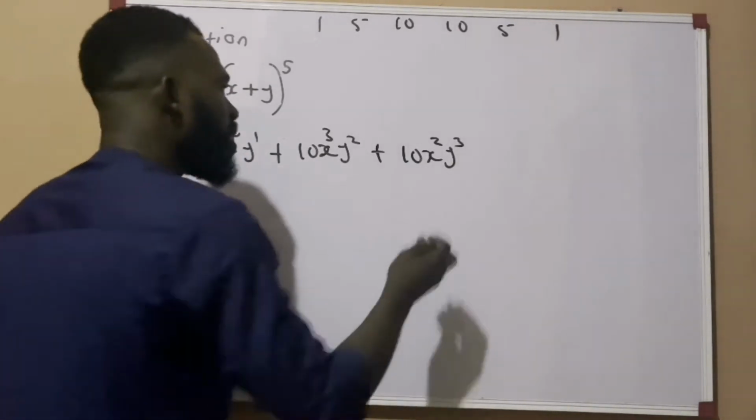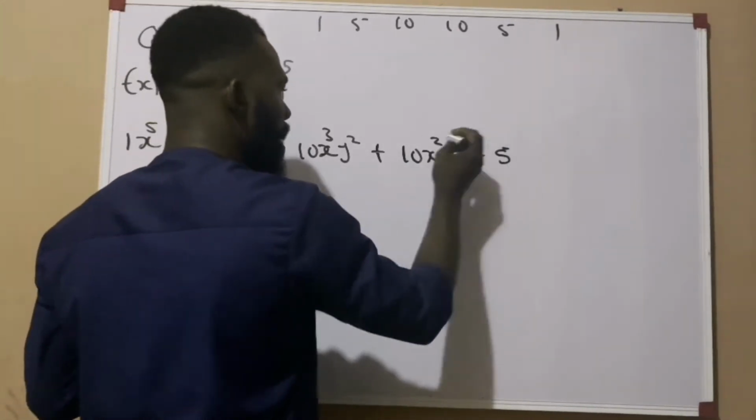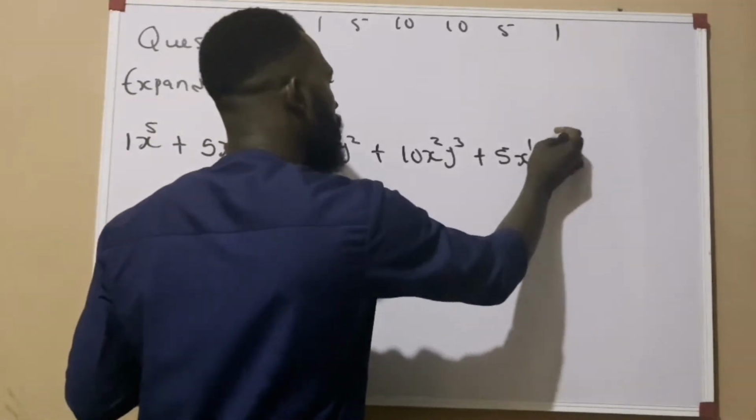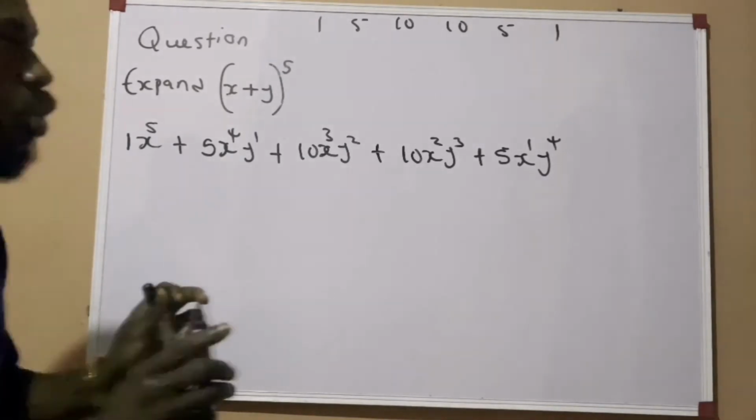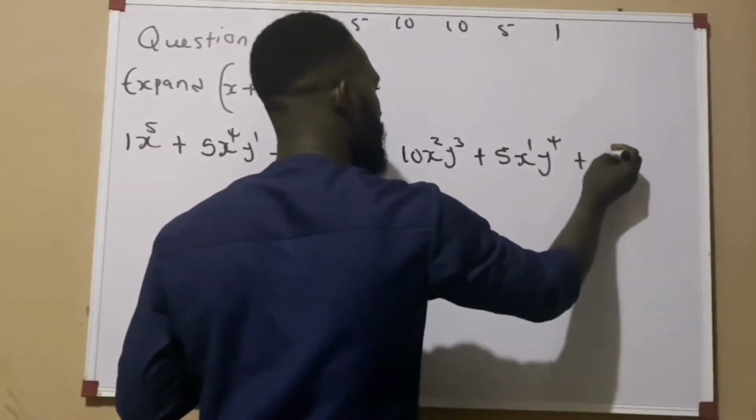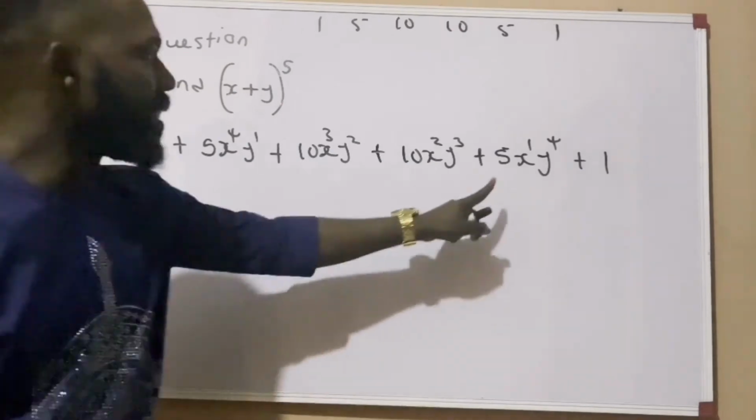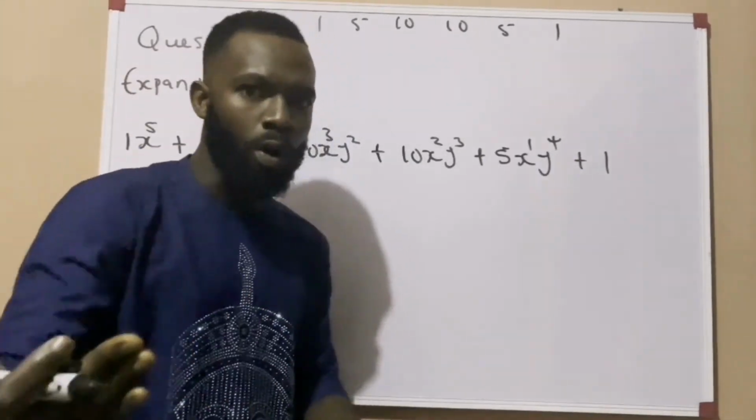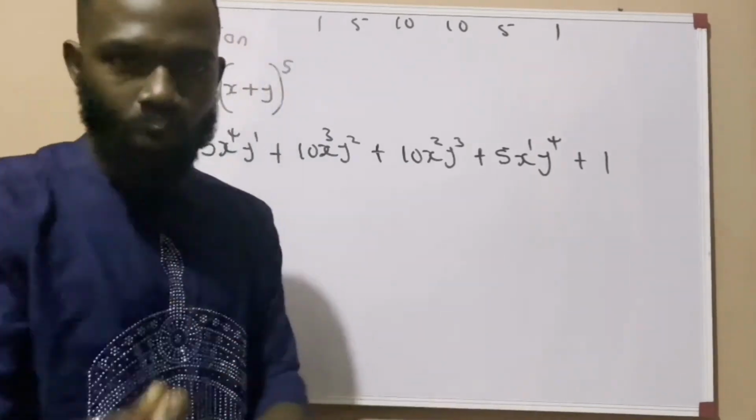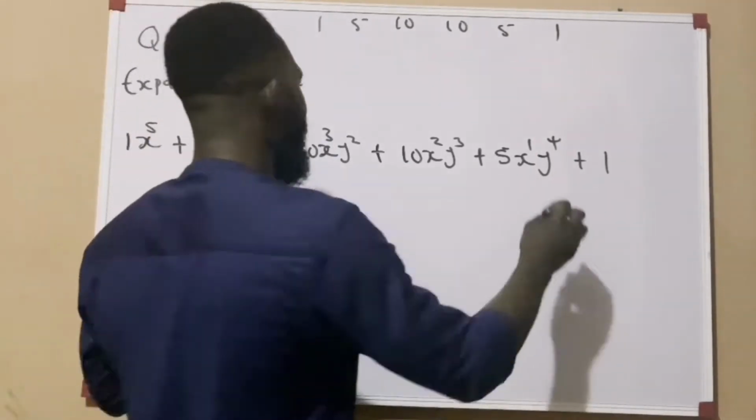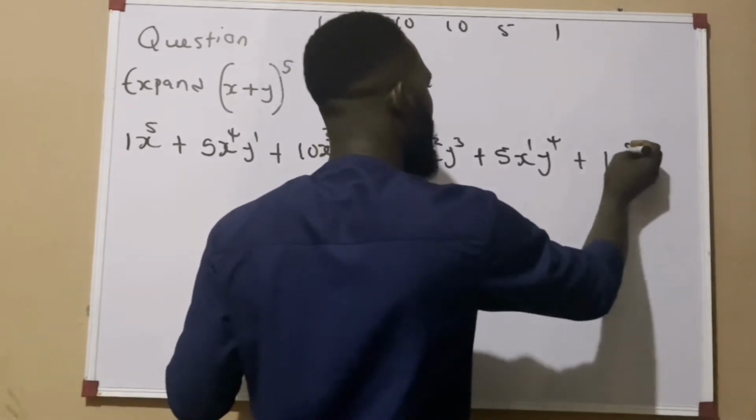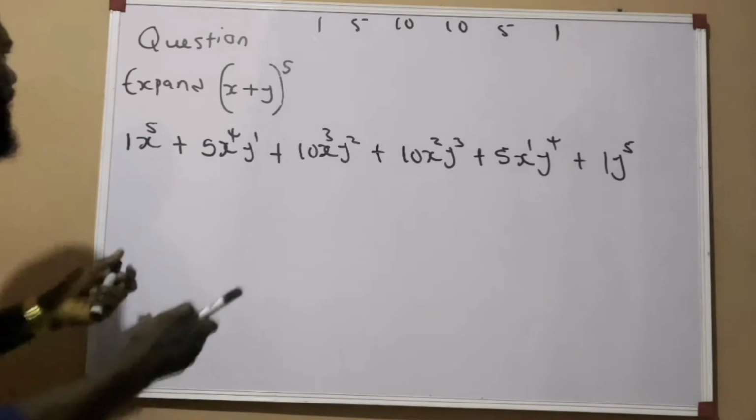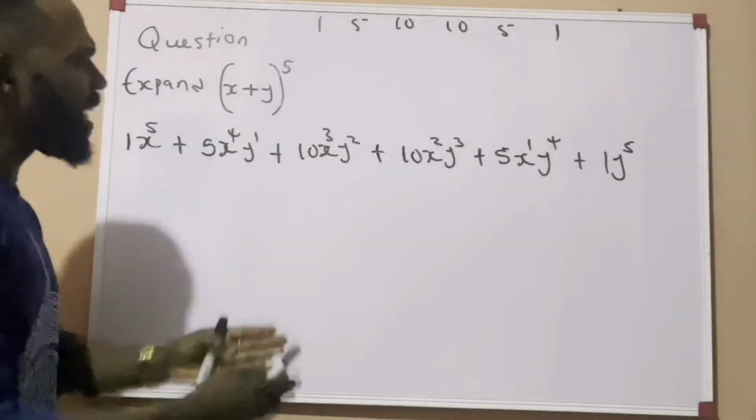Then my next coefficient is 5, with x raised to the power 1 and y raised to the power 4. Now my last coefficient is 1. At this last point, there is no more x, because x reduced from 1 to 0, and under the power law in indices, anything raised to the power 0 is 1. So what I have left is y raised to the power of 5. Are you with me now? This is how you can expand an expression like this.